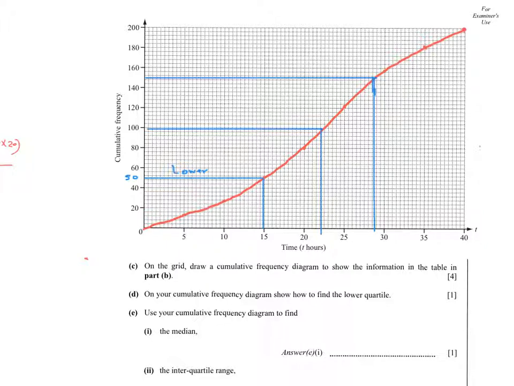Use your cumulative frequency to find the median. How to find the median? Multiply total frequency times half, you get 100. This is called the order of the median. Then, from the order of the median, go horizontal, then go down, you get the median. The median in this case is approximately 22.